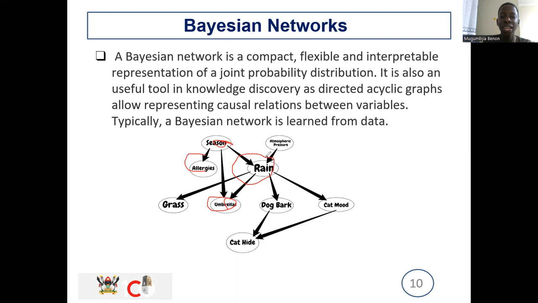So basically, the network shows us the circle, like let me say atmospheric pressure, represents the feature. Then the arrow here shows us the dependence of this attribute on the other. Yeah, so let's move on.